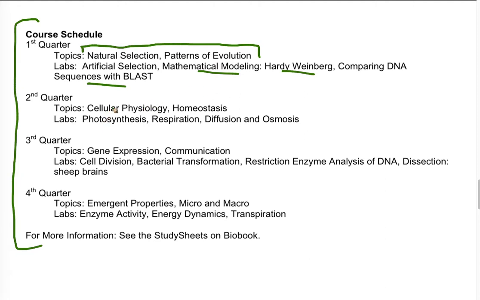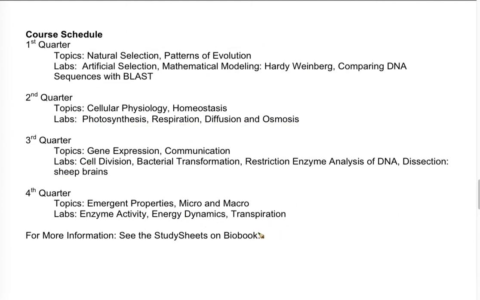In the second quarter, we do study cellular physiology and homeostasis, and we do a photosynthesis lab, respiration lab, and the diffusion and osmosis lab. In the third quarter, we do the topics of gene expression and communication, and we do the labs of cell division, and then bacterial transformation, restriction enzyme analysis of DNA, and if we have time, we'll be dissecting sheep brains. In the fourth quarter, we do emergent properties, micro first and then macro second, and we do the enzyme lab, the energy dynamics lab, and the transpiration lab. For more information on the specifics of the syllabus, you'll be looking at BioBook.